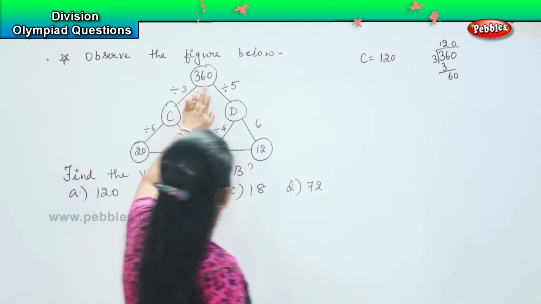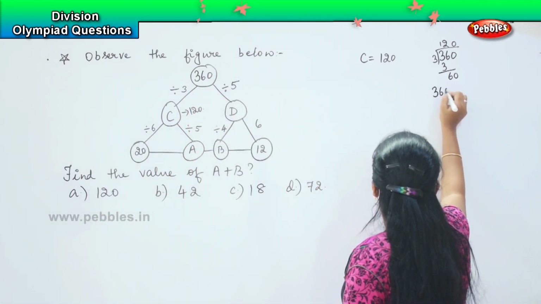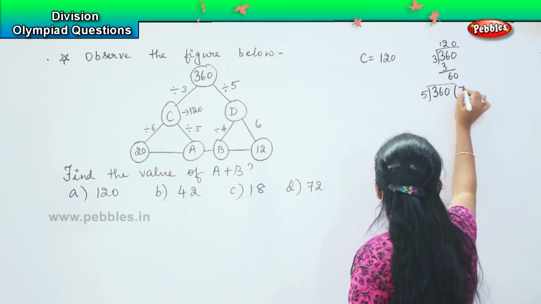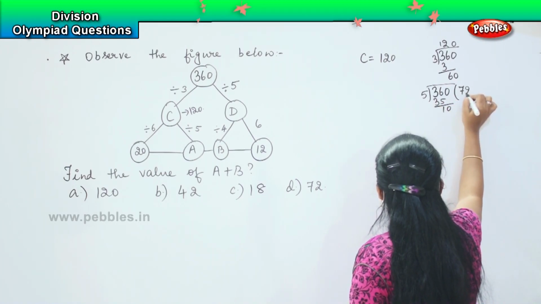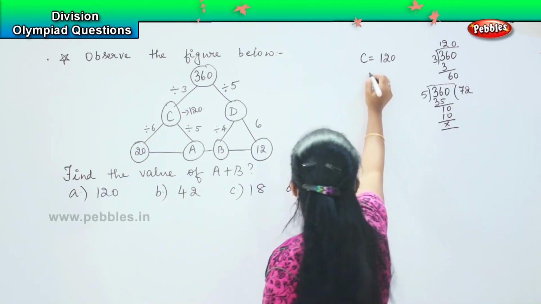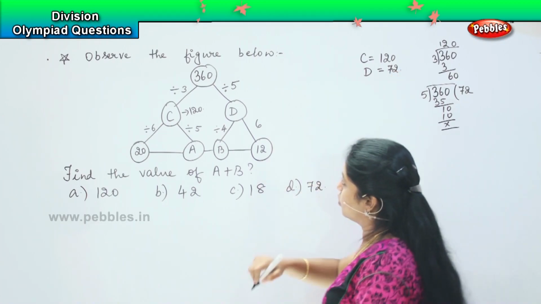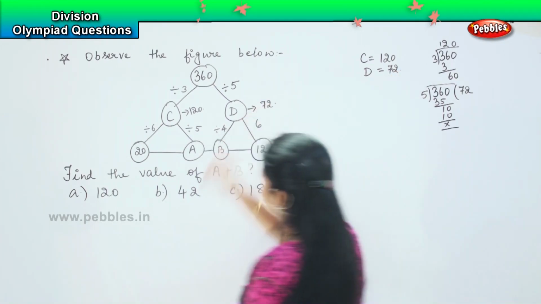Fine. Now, again 360 divided by 5. So, we will work out again 360 divided by 5. So, 7s are 35, then 10, which is 2. So, now the value of D is 72. So, we have got the value of D as 72 here.